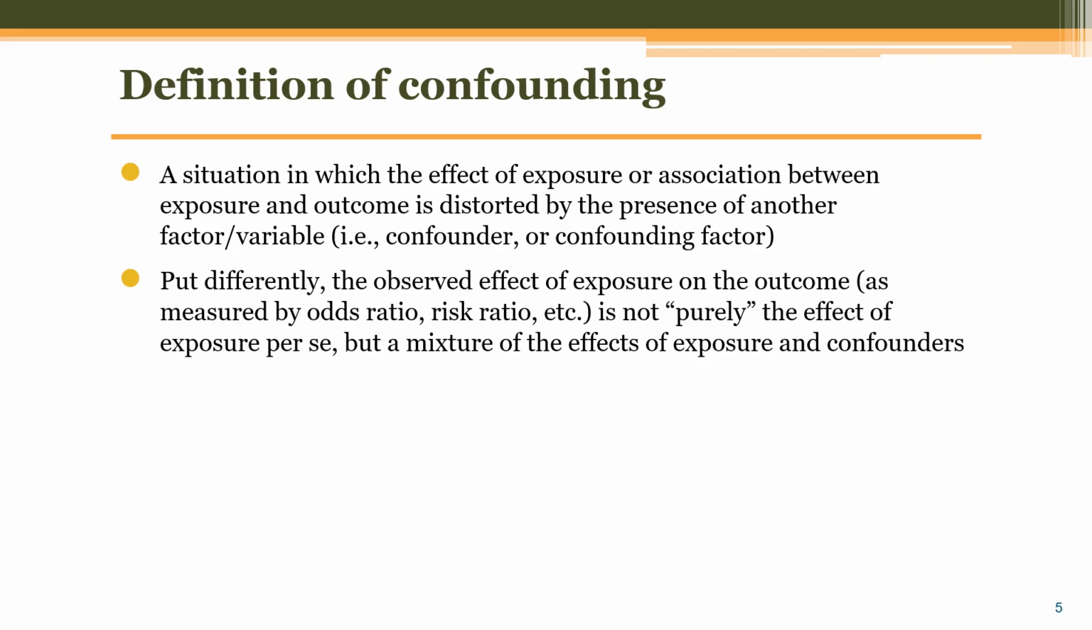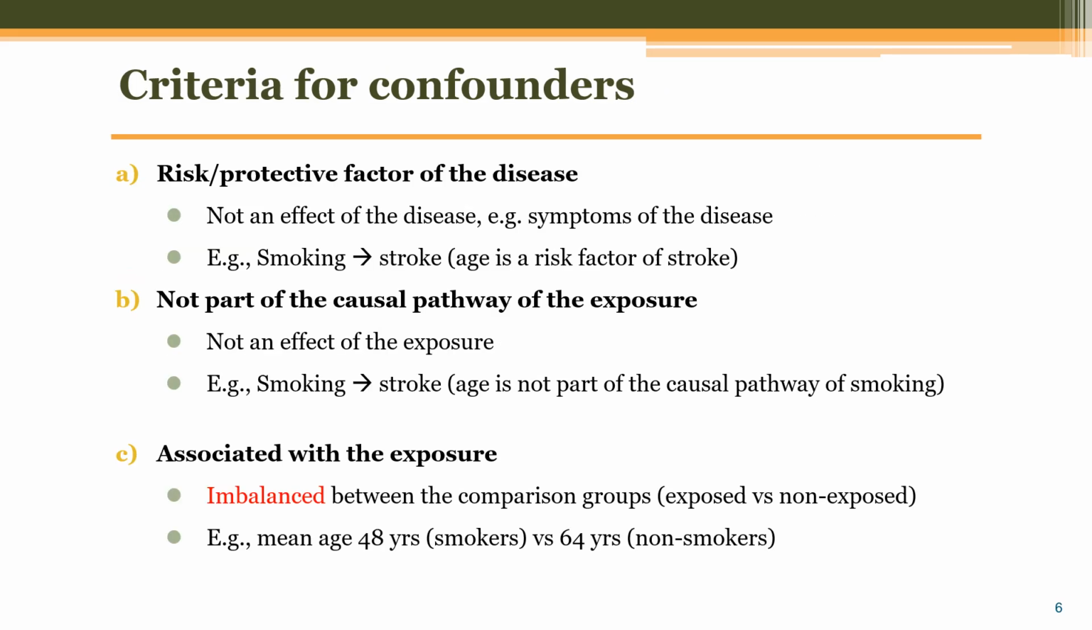Therefore, to draw a valid conclusion regarding the association of exposure with outcome, it is crucial to identify potential confounders and remove their effects. To determine whether a suspected factor is a confounder, we need to evaluate it against the following three criteria. If it meets all the three criteria, it can be considered a confounder.